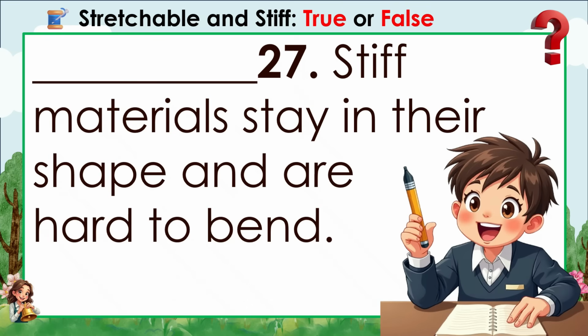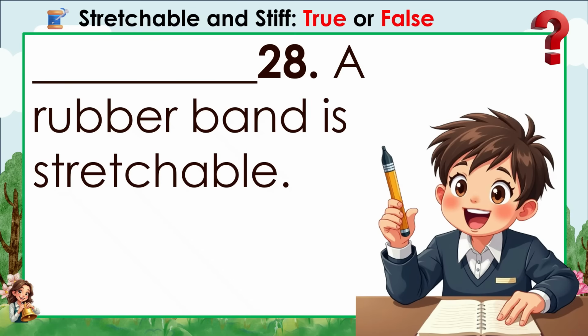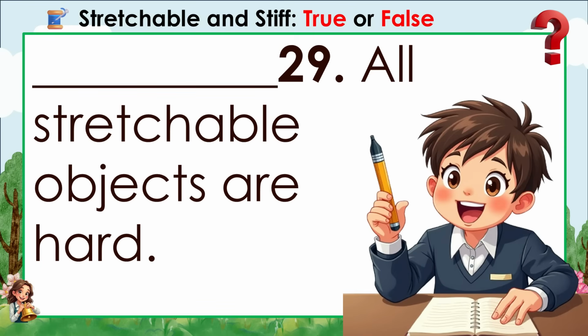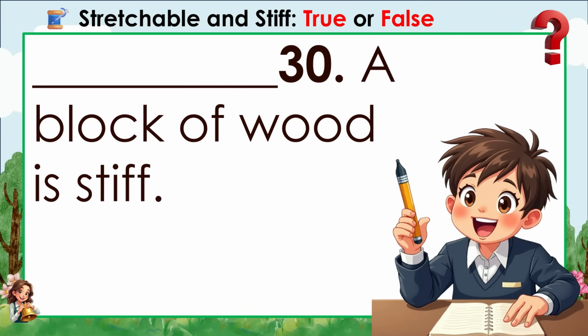27. Stiff materials stay in their shape and are hard to bend. 28. A rubber band is stretchable. 29. All stretchable objects are hard. 30. A block of wood is stiff.